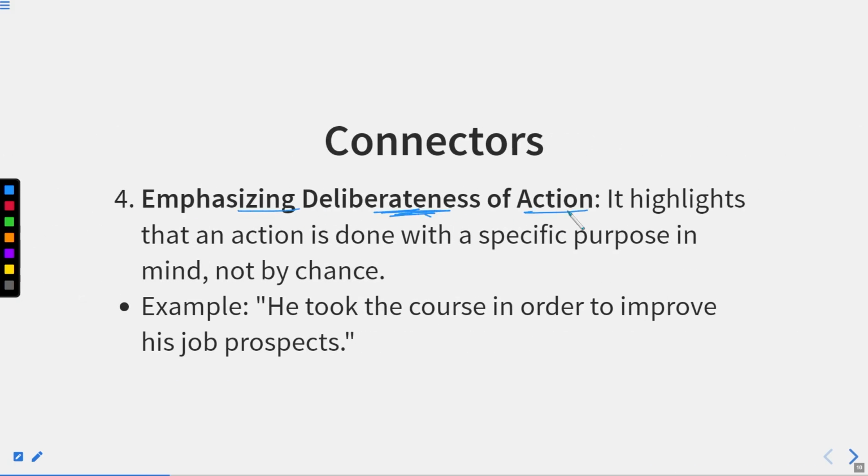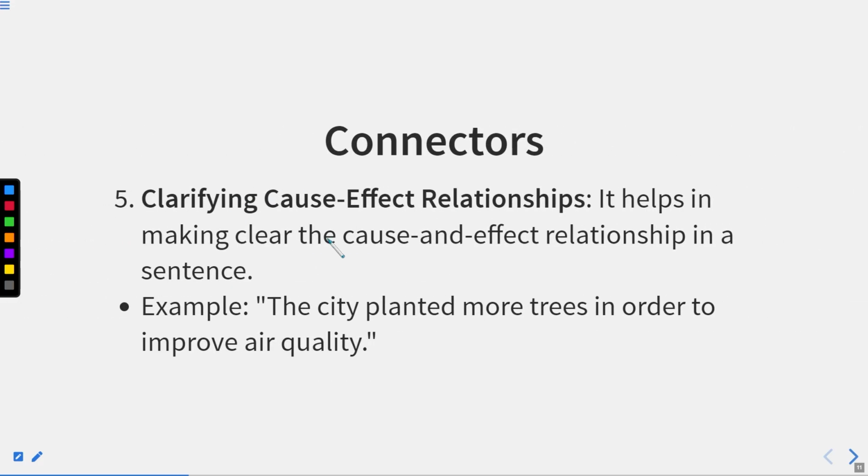Emphasizing deliberateness of action. Deliberateness means something has been done purposely or with intention. It highlights that an action is done with a specific purpose. It means it has been done purposely, with something in mind, not by chance. So it is not a random action. Example: he took the course in order to improve his job prospects. So what was his motive behind taking the course? He wanted to improve his job prospects. So it was done intentionally. It was not random. Okay, so it shows that the action has not been done randomly.